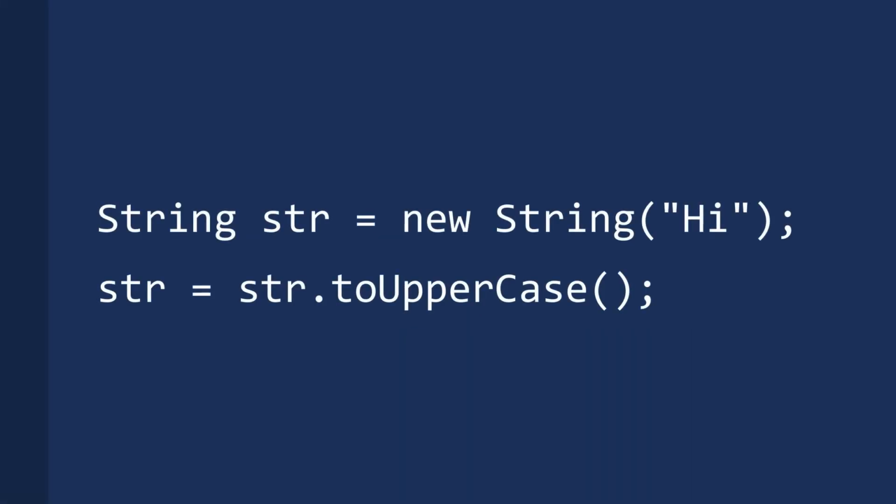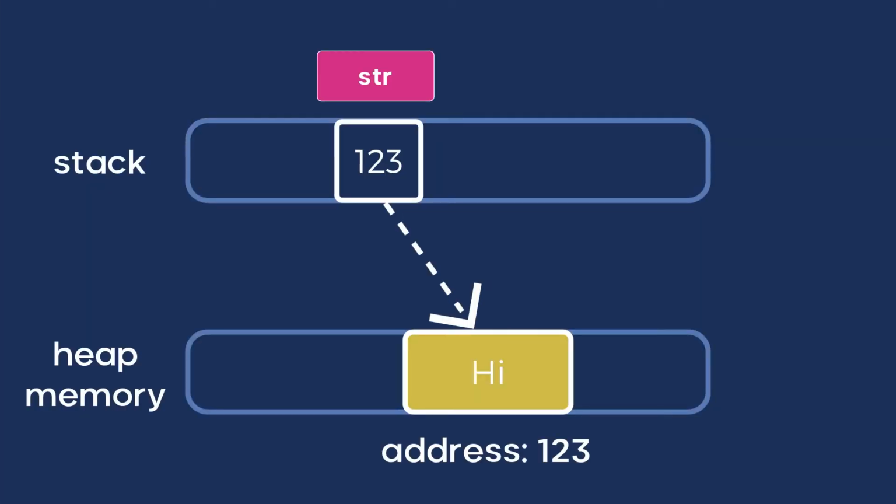We can access the object fields or call the object methods using the reference like this. Since the str reference is pointing to the String object containing "hi", the return value of the toUpperCase method will be capital "HI".